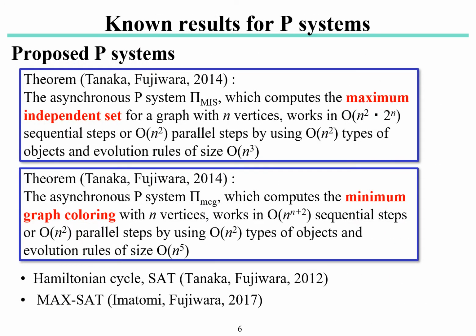For the P system, a number of algorithms have been proposed for computationally hard graph problems. For example, the above result is a P system for the maximum independent set, and the lower result is a P system for the minimum graph coloring. There are other results for computationally hard problems, which are Hamiltonian cycle, SAT, and max SAT.